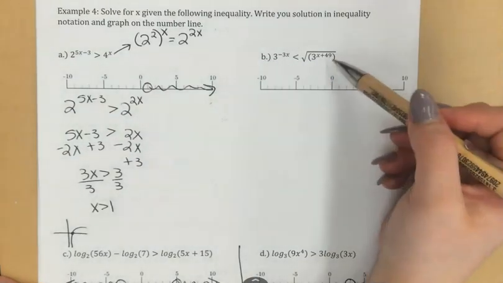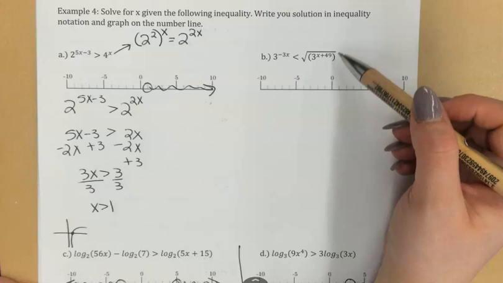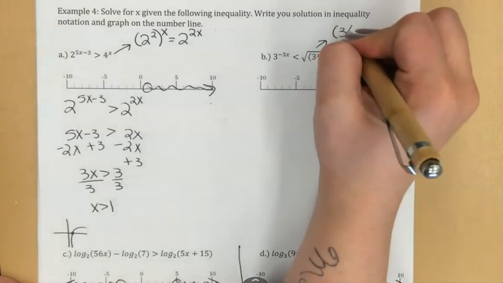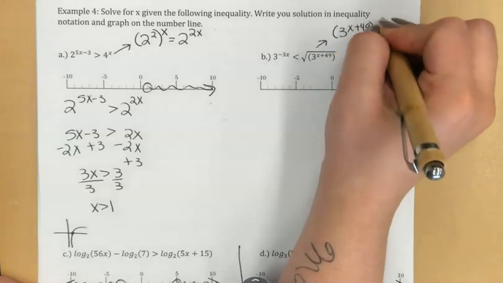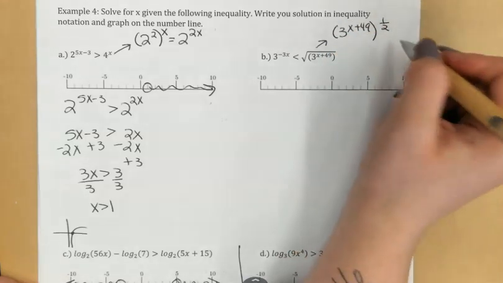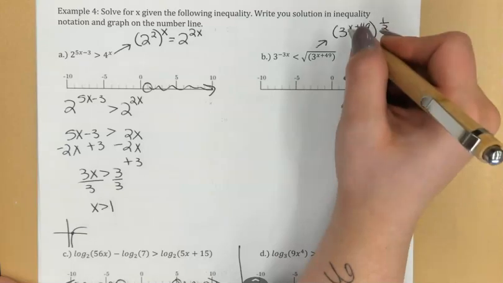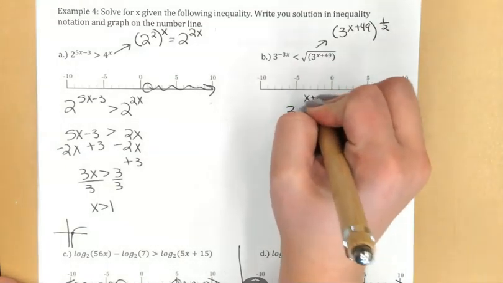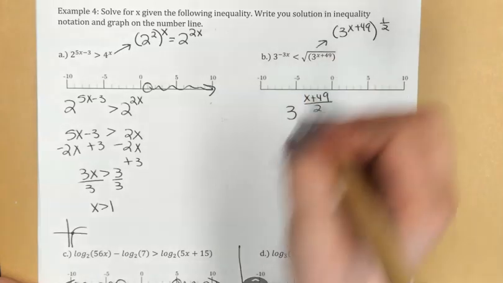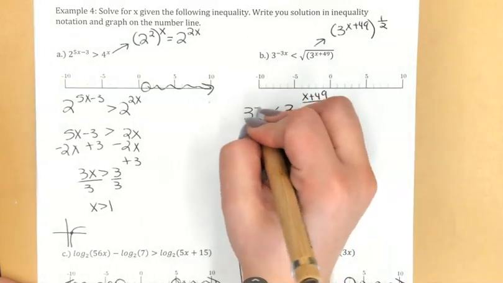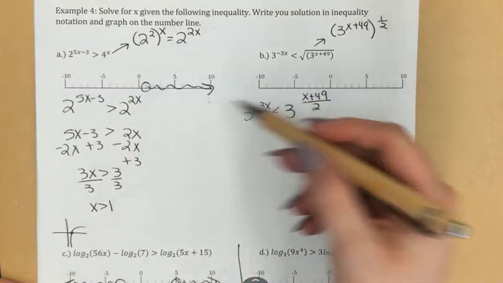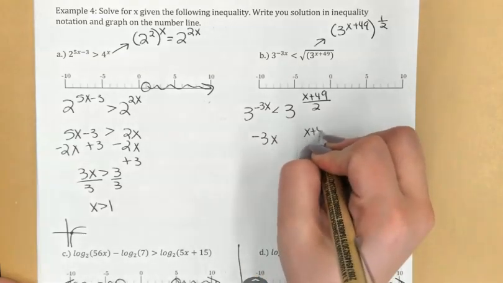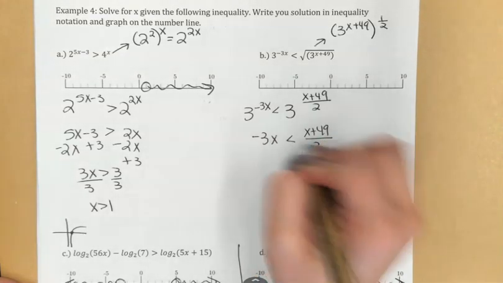Okay, on B, these have the same base, but this one is not finished being written as an exponent. I need to make that happen. Remember, square root is really like raising something to the 1/2 power. So I'm going to use my power rule here, and I'm going to multiply. So this is 3 to the x plus 49 over 2 power, and that's going to be greater than 3 to the negative 3x. Again, if I took the log of both sides, what I would be left with are my two exponents, and they are going to maintain that same relationship.